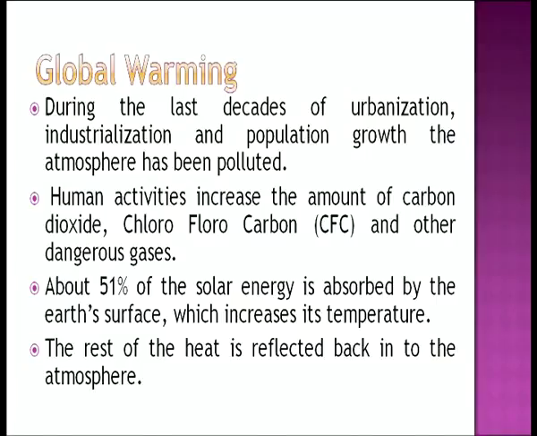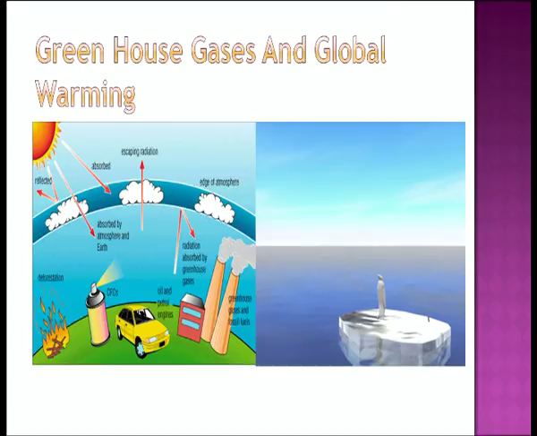During the last decade of urbanization, industrialization and population growth, the atmosphere has been polluted. Human activities increase the amount of carbon dioxide, chlorofluorocarbon and other dangerous gases. About 51% of the solar energy is absorbed by the Earth's surface, which increases its temperature. The rest of the heat is reflected back into the atmosphere. These pictures show greenhouse gases and global warming, and the impact of global warming, particularly in Antarctica.